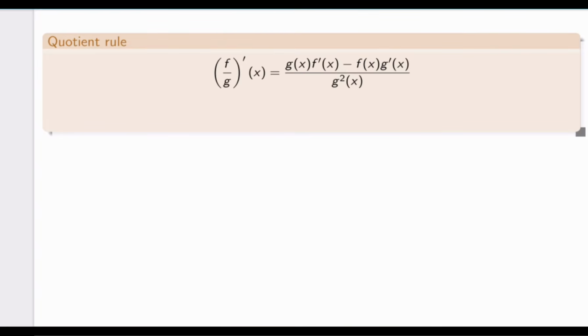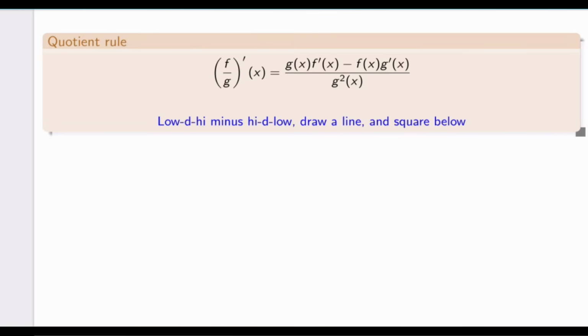But luckily, some smart people came up with a little song or a little rhyme, which helps us to memorize this thing. It says, low d high minus high d low, draw a line and square below. So this low refers to g, d high means the derivative of the numerator, which is f prime, minus high d low, so high is the f, d low is the derivative of g, and then draw a line and square below. That's it. This saying is quite useful to memorize the quotient rule.